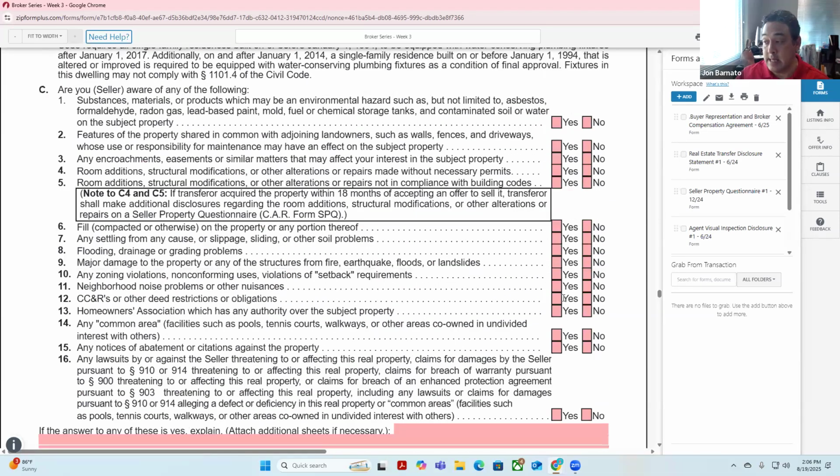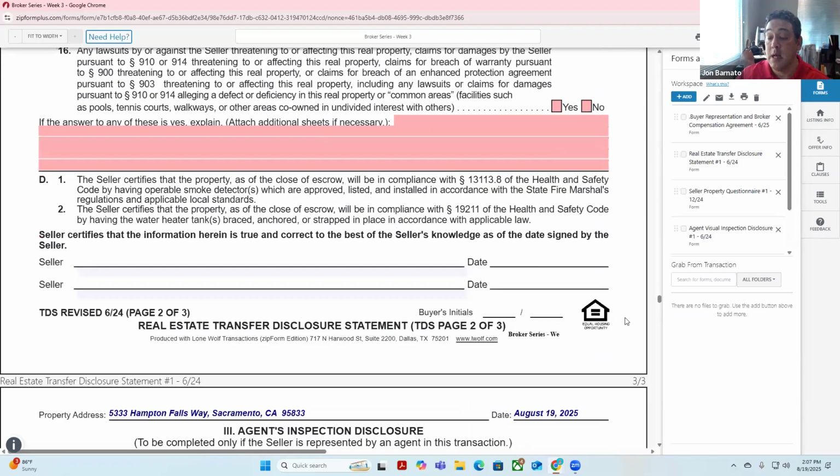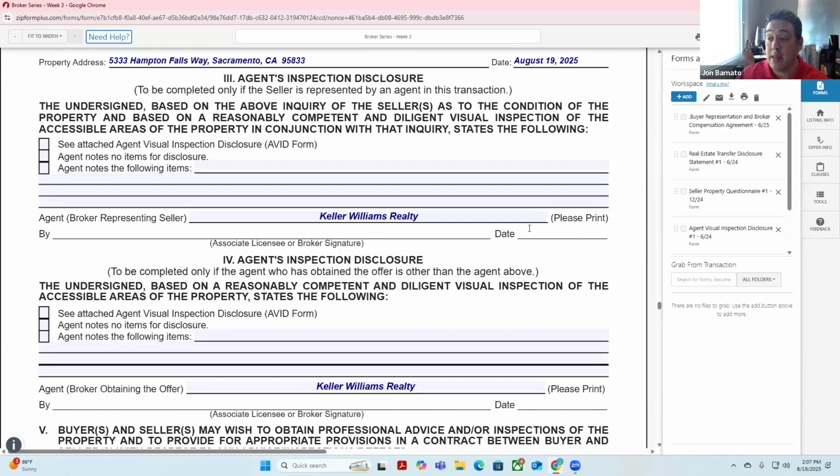Any questions on C? Just note these questions are required by California law. So not answering these questions could subject the seller to a lawsuit. You would sign that there. And then agents, you are required to sign this there.